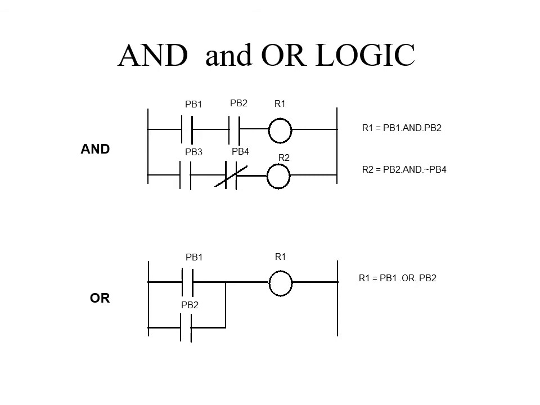And then another case for AND, as you can see in the second rung, we have two switches, PB3 and PB4, but PB4 is a normally closed contact. PB3 is normally open. We just need to switch PB3 on in order to turn on R2, the coil R2. So in this case, this is still an AND logic.